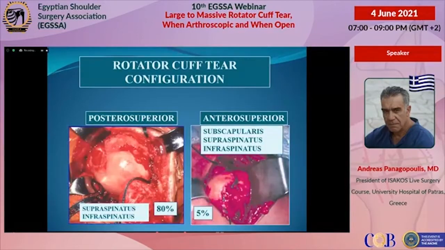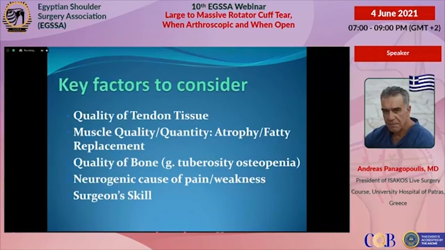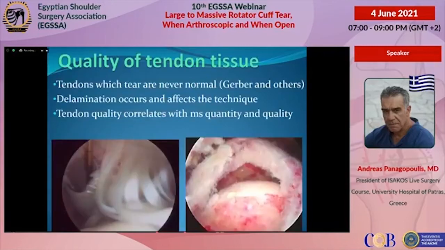Actually, 80% of these tears are posterosuperior, meaning that they are supraspinatus and infraspinatus tears. While about 5% are anterosuperior: subscapularis, supraspinatus, and infraspinatus. There are certain key factors that we should consider when treating such cases, like quality of tendon tissue, muscle quality or quantity, meaning atrophy and fatty degeneration, the quality of bone, neurogenic cause of pain or weakness, and of course, the surgeon skill, which is very, very important.